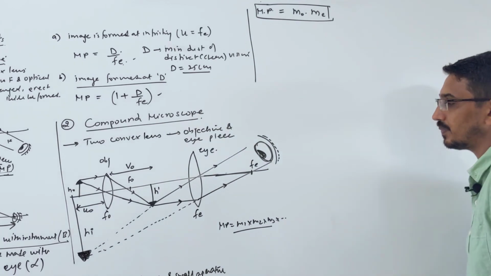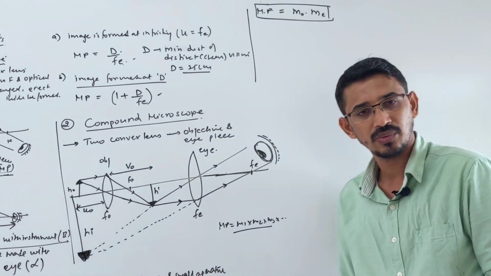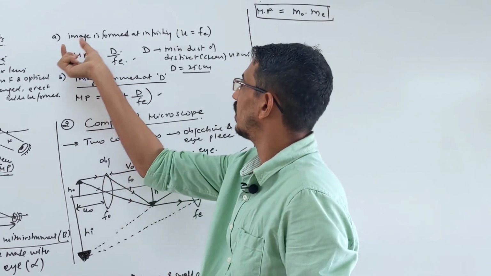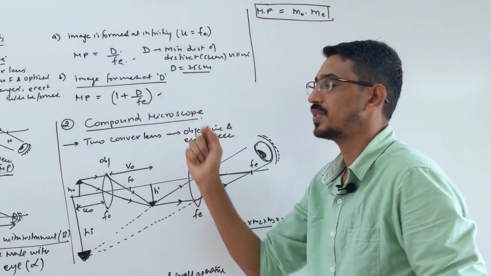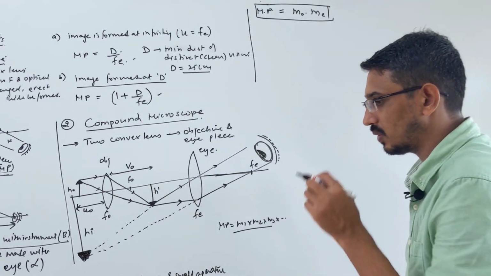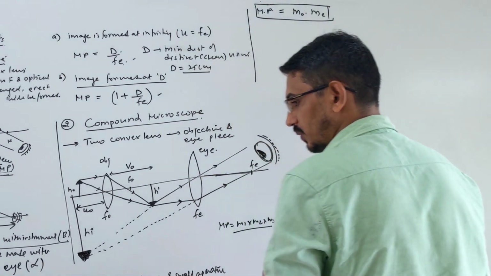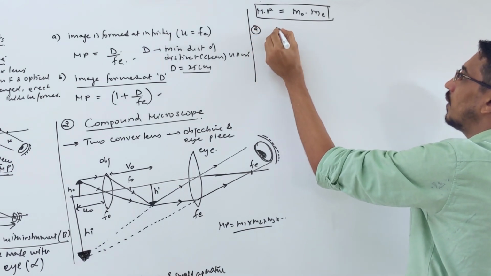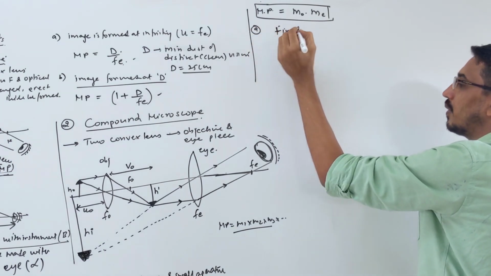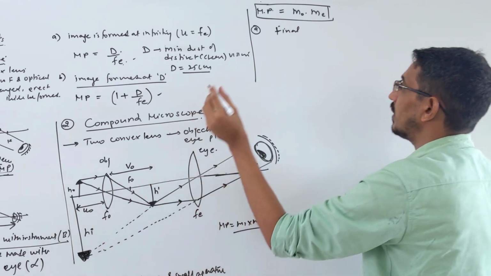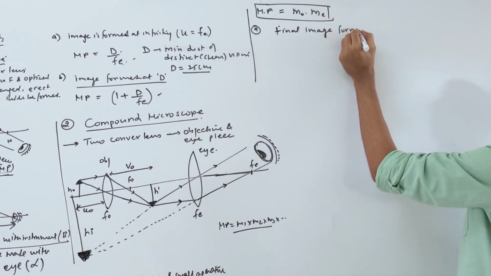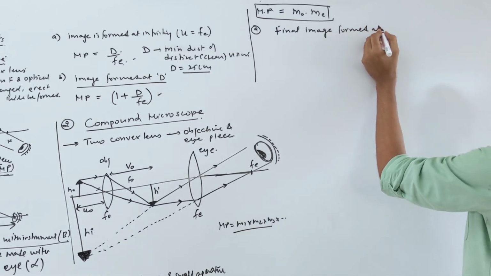Again, as I said, the final image is formed at two positions. Generally, we'll talk about it: one is formed at infinity, and one is formed at the distance of vision. Let's talk about that first. So first we talk about case 1. We are not talking about this final image. We are talking about this final image, formed at what?